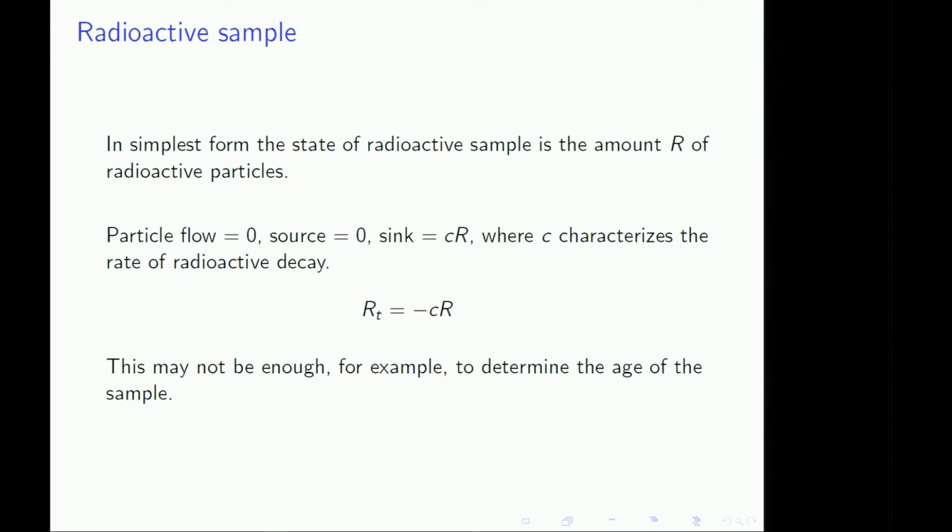This is a very simple model, and for example, if we think of a C14 specimen, it by itself is not enough to determine, for example, the age of the sample, which is the typical use case, because we can only observe R and its decay. So basically we can observe R and C at a certain time, but we have no information about the initial values, so how long the process has been going on, and so on.